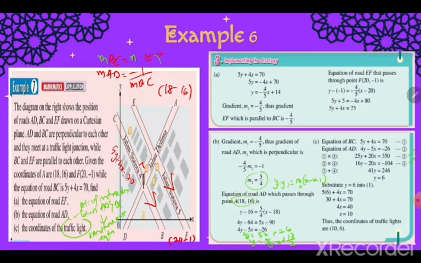Next, substitute y equals 6 into equation 1. Why? Because we need to find x. So we will have x equals 10. So our coordinates for the traffic light are (10, 6). Okay guys, I hope you can understand.